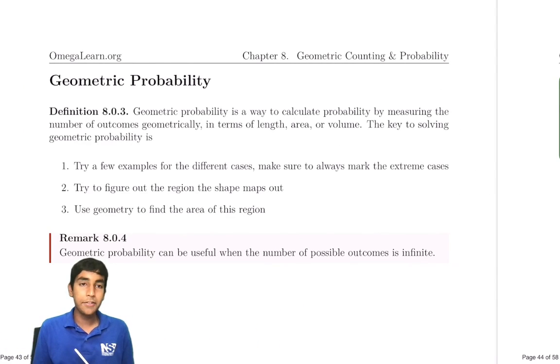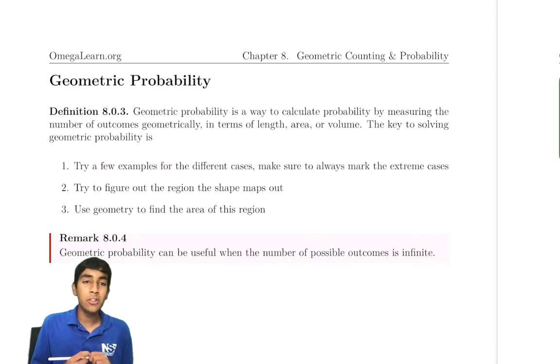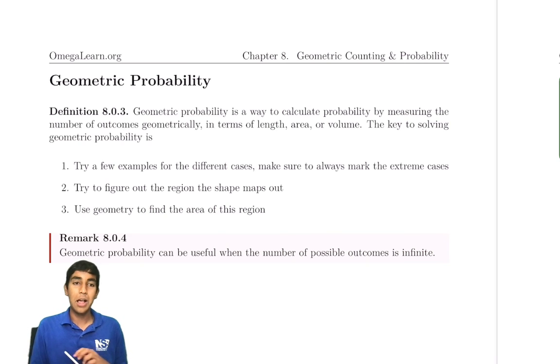Next, we're moving on to geometric probability. And geometric probability is dealing with infinite possibilities by using geometry again. Yes, we're going back to geometry. But we'll do that in the next video over here.